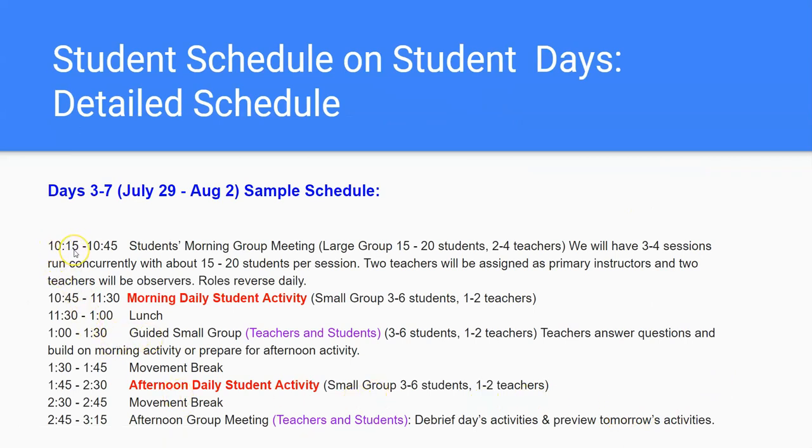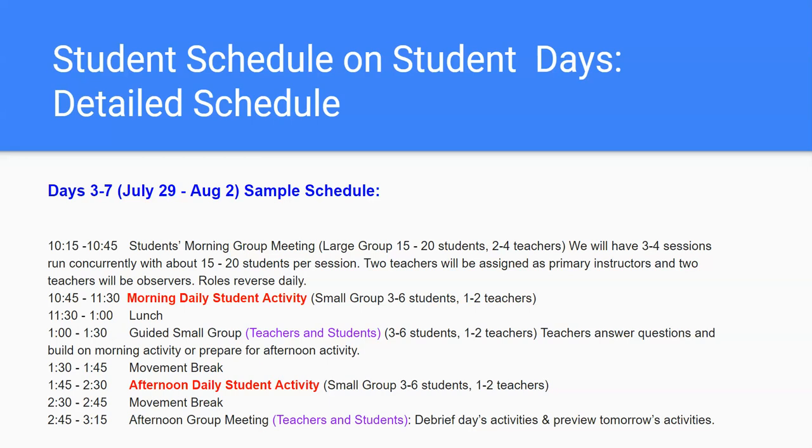They'll start at 10:15 and go into their first morning meeting, which, by the way, will be run by teachers, obviously. Then at 10:45, after the first morning meeting, and let me just take a moment and step back here. We're going to have a large group meeting where there will be 15 to 20 students in each meeting and 2 to 4 teachers facilitating those meetings. We'll run 3 to 4 sessions concurrently, so there's no single session that all the students will be in, because we'll probably have in the neighborhood of 30 to 60 students.